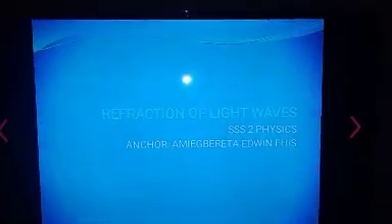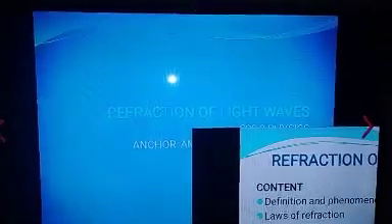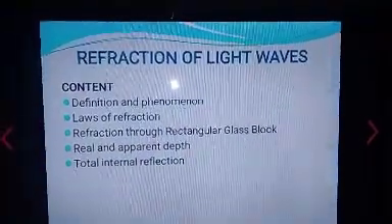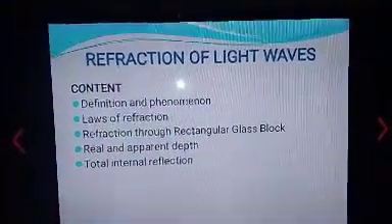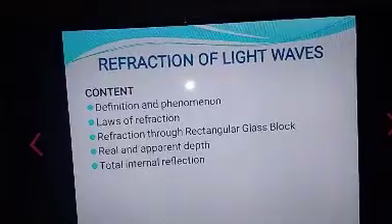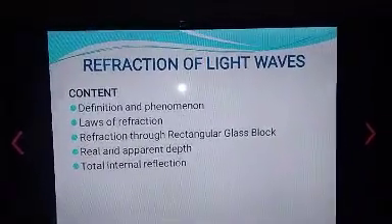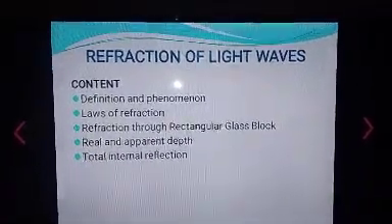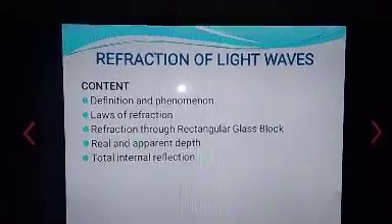Today, we want to continue our topic in physics titled Refraction of Light Waves. In this study, we'll be seeing the definition and phenomenon of refraction of light waves, laws of refraction, refraction through rectangular glass block, real and apparent depth, then total internal reflection.